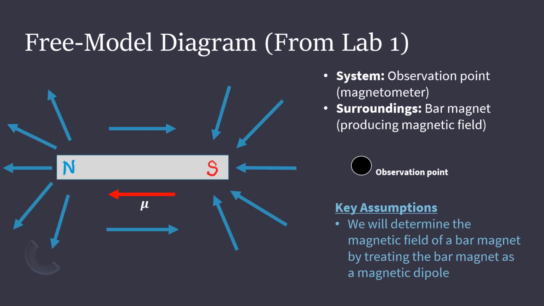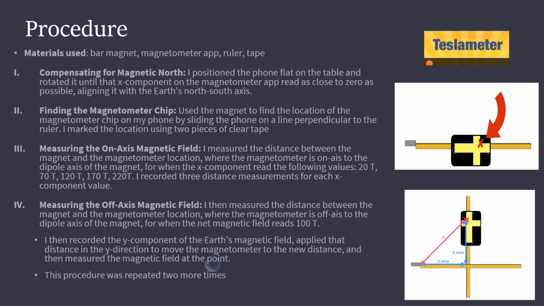Here's a free body diagram of the magnet, in which the system is the observation point or the magnetometer, and the surrounding is the bar magnet, which produces the magnetic field. The key subject for this lab is that we will determine the magnetic field of a bar magnet by treating the bar magnet as a magnetic dipole. Here's a quick run through for the lab.